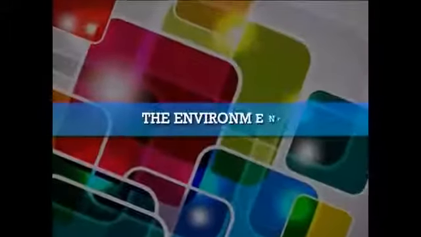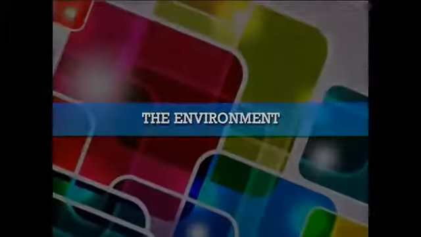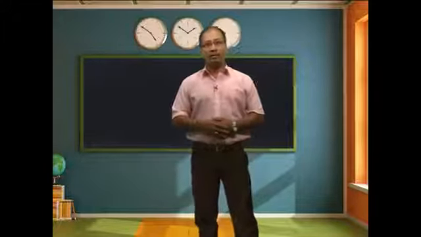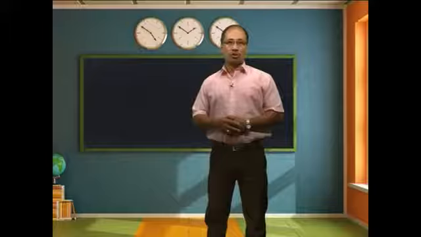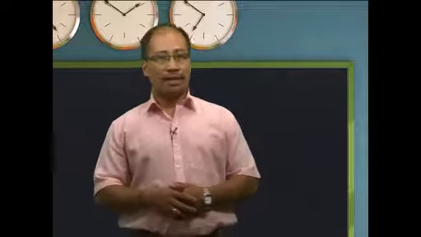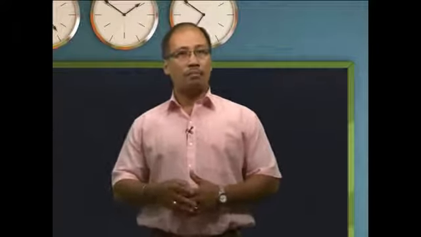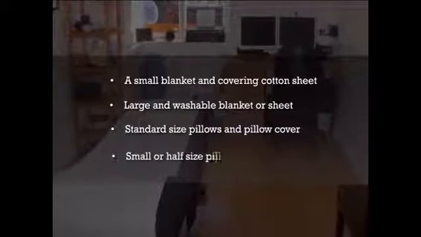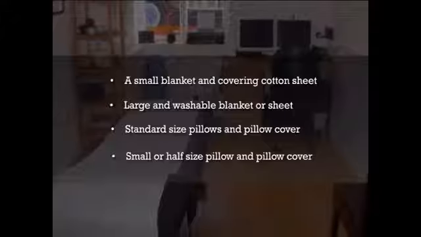Here comes the environment. The treatment area should be well heated and well ventilated but not draughty. The padded treatment couch may be covered with fresh linen. The linen that we need are a small blanket and a covering cotton sheet, a large and washable blanket or sheet, a standard size pillow and pillow covers, and a small or half size pillow and pillow covers.